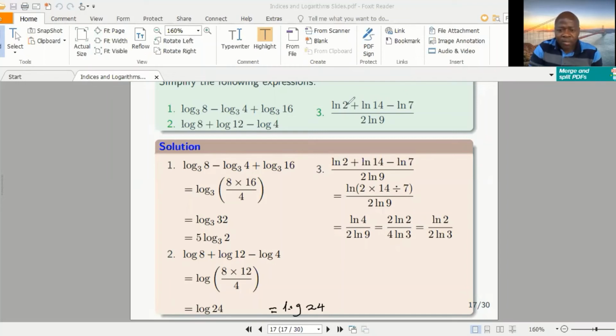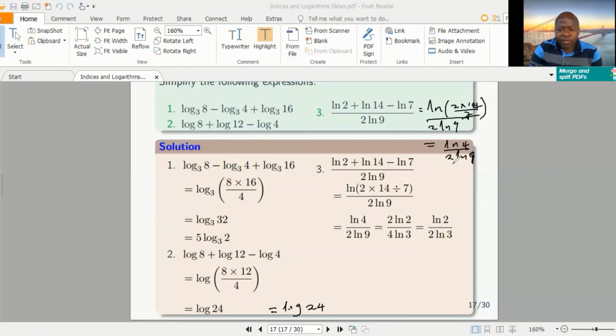So where there is the sum, this is natural logarithm of, I'm doing the numerator, then the denominator remains here, natural logarithm of 9. So the numerator we have 2 times 14, then divided by 7. That's the numerator, 2 times 14 divided by 7. So this is natural logarithm. The numerator will then be natural logarithm of 4 over 2 natural logarithm of 9.